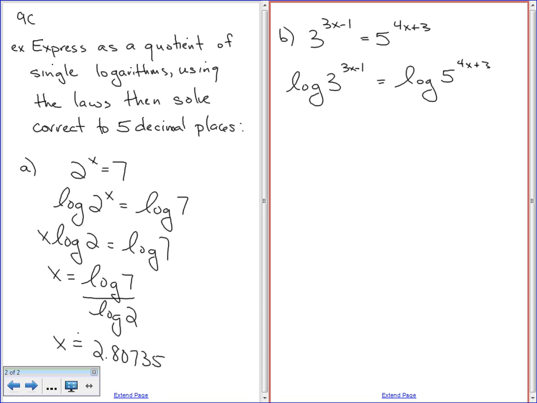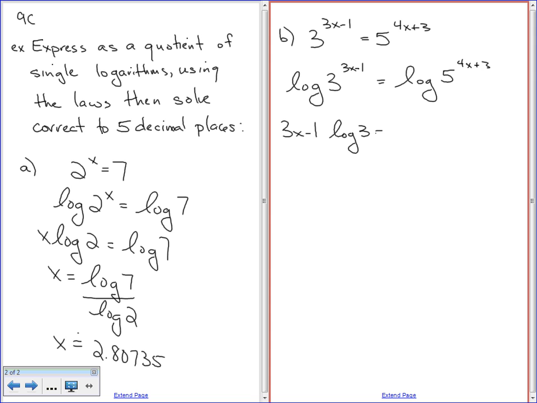I know it's been a weekend. Remember when you're adding logs, you can combine them by multiplying. Subtract them, you combine them by division, and the third law, which is already used. The whole purpose of taking the log of both sides is so that I can move the exponent down in front.